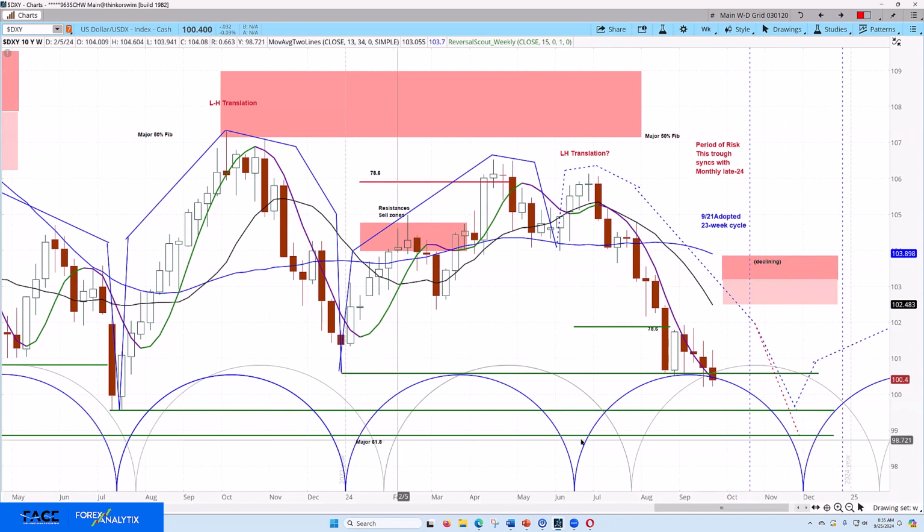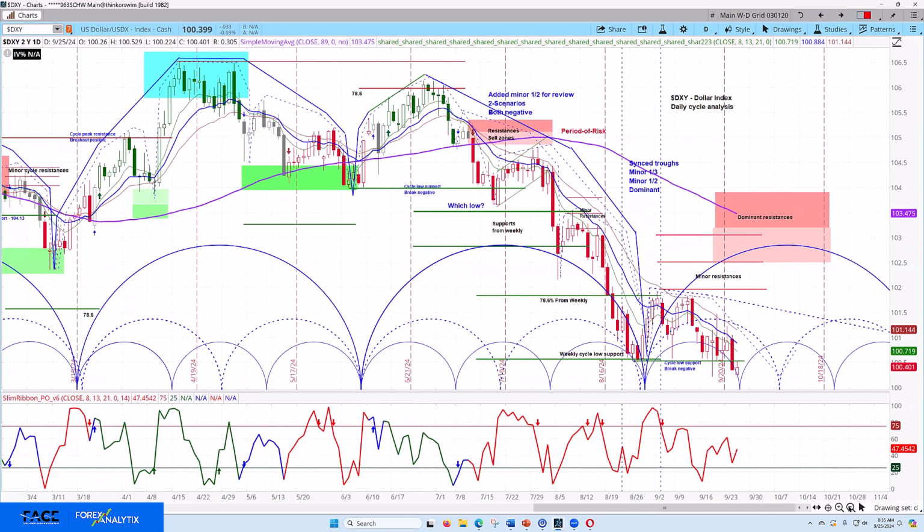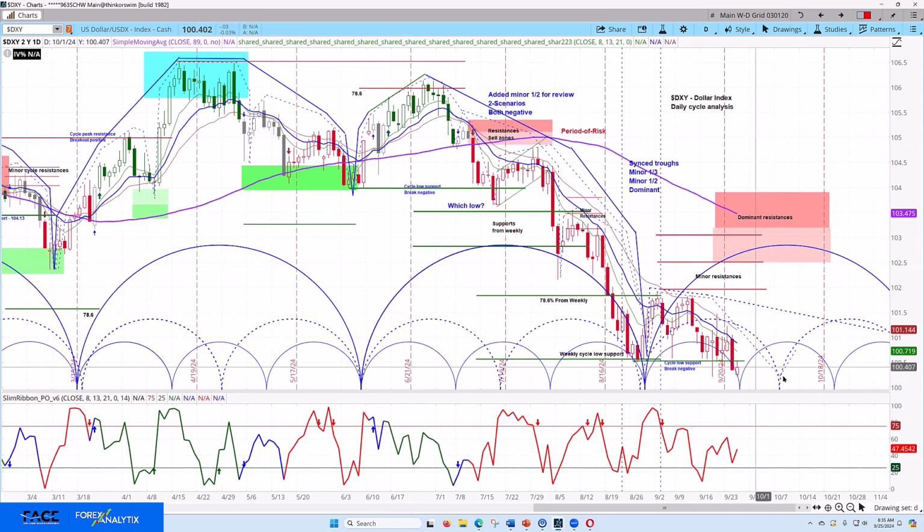But there's a major 61.8% here at 98.86, which to me is also a reasonable downside target. So that says to me that during this period in here, any rallies are likely to fail. If I move over to the daily chart, we can look at those rhythms in there, and you could see the beautiful harmonics that are in there. We're due for a low. And right now, either this minor third or this minor half is going to give us an area to bounce from.